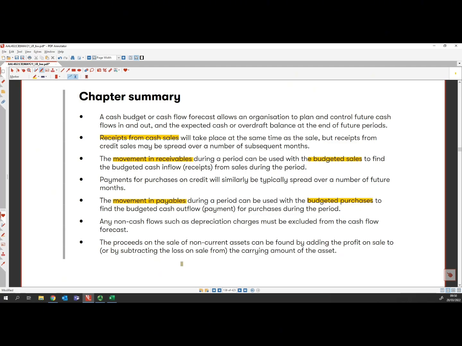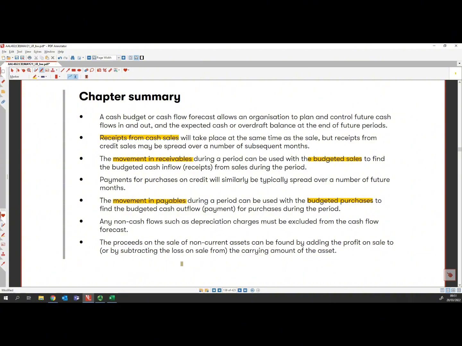Now when you're dealing with cash budgets or cash flow forecasts, and this is an important point because although it's a fairly basic point, it is quite easy to forget, you've got non-cash flows going through the profit and loss account, for instance, depreciation. Because that is not a cash flow, we would have to essentially ignore things like depreciation when putting together our cash flow forecasts.